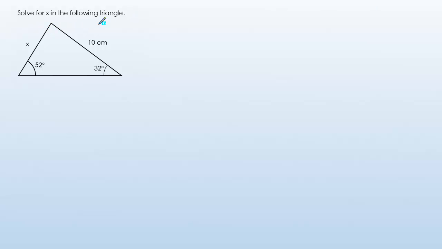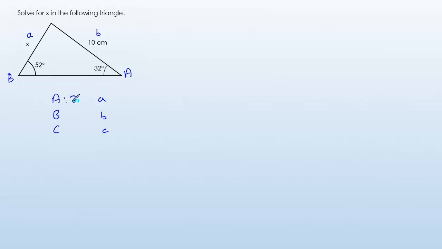Solve for x in the following triangle. So what I'm going to do is, the side I'm trying to find, I'm going to call that A. Then big A is the angle opposite that. And then if I call this B, this one is B. And then I'm going to use the table I talked about in the introduction to this section.